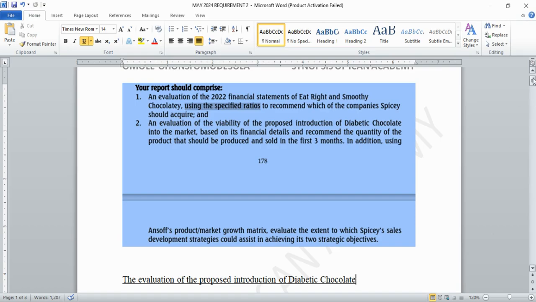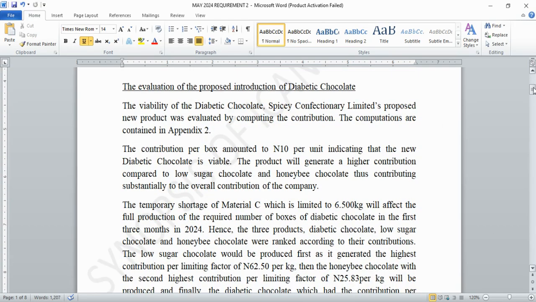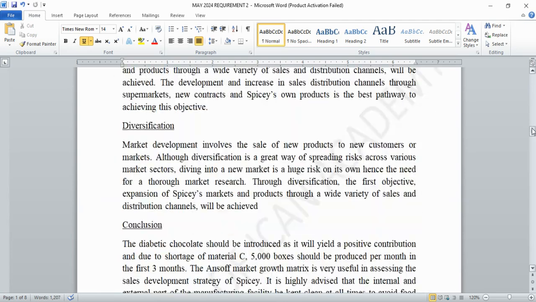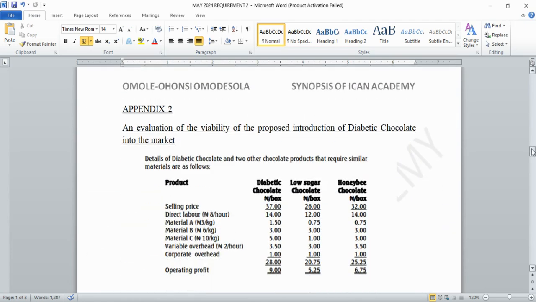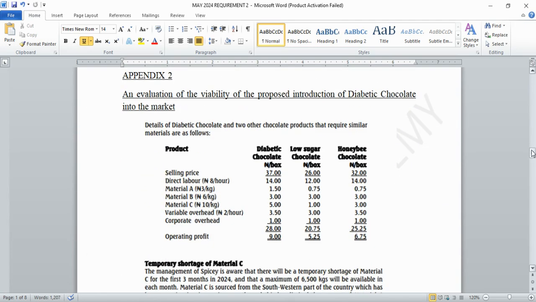All right, so this is actually the report. But before we look at the report, let's go to the appendix section, the workings, so that you would understand what I'm saying. Like I said earlier, we have looked at the question in our question review class, that's the first class.